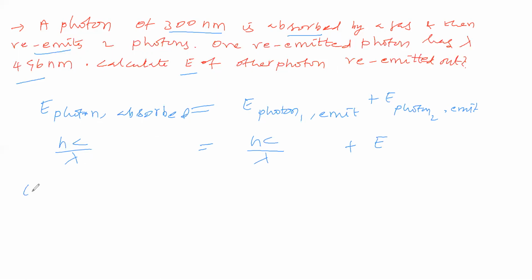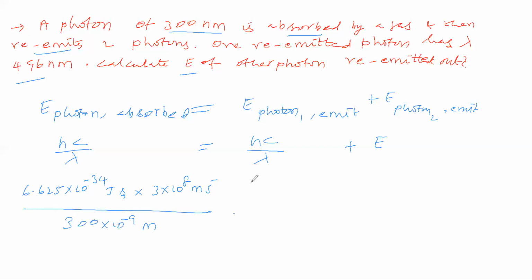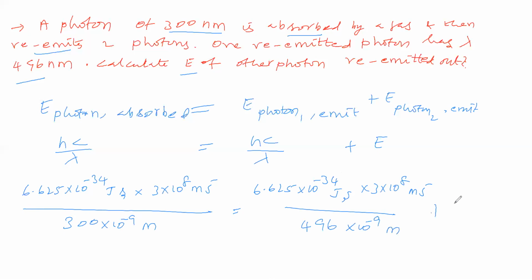So this h value we will substitute, 6.625 into 10 to the power of minus 34 joule second. Velocity of light is 3 into 10 to the power of 8 meter per second. Then wavelength we will substitute. Observed wavelength is 300 nanometer, we will convert into meter. Then emitted photon wavelength is 496 nanometer, so 496 into 10 to the power of minus 9 meter, plus energy of second photon emitted out.